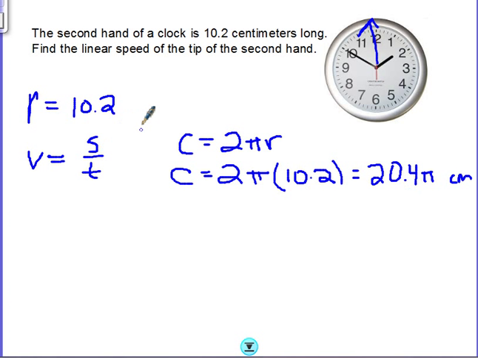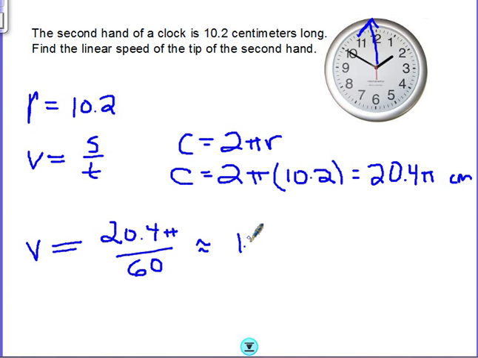Okay, but remember, it's how far did you go around the circumference of the circle over a given time. So how long does it take the second hand to go all the way around? Well, 60 seconds. So our linear speed is going to be 20.4 pi divided by 60 seconds. So that's how long it takes the second hand to go around one time, and that answer is approximately 1.068 centimeters per second.